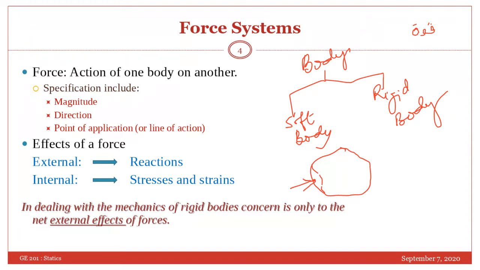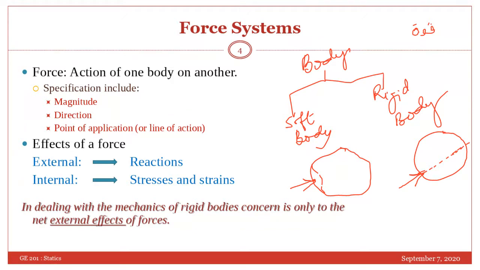But if you have a rigid body and you apply the force on it, as you know, in case of rigid body there will be no deformation. No deformation means there will be no strain and no stress. So in case of rigid body, it is the line of action that matters. If the line of action is different, then the force effect will be different. But if the line of action of the force is the same, anywhere it is acting on that line, its effect will be the same.